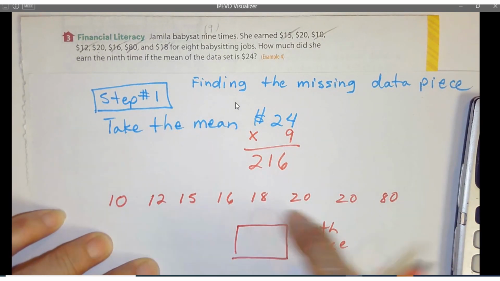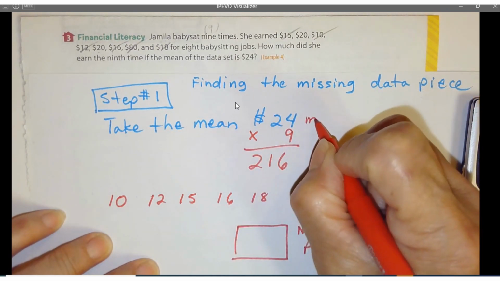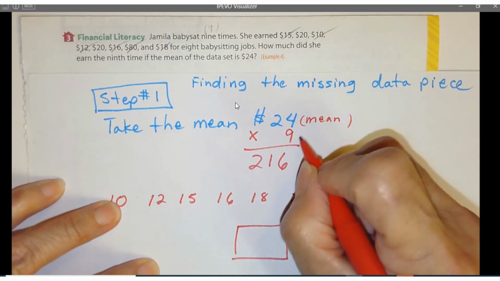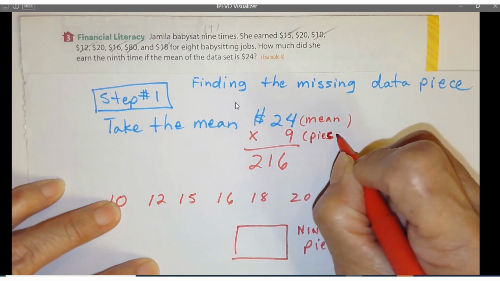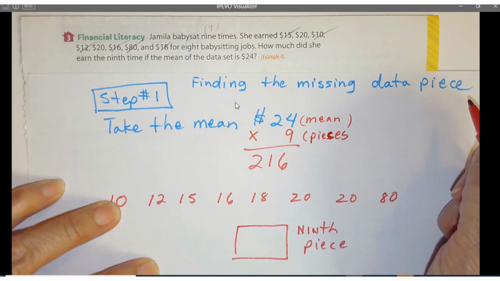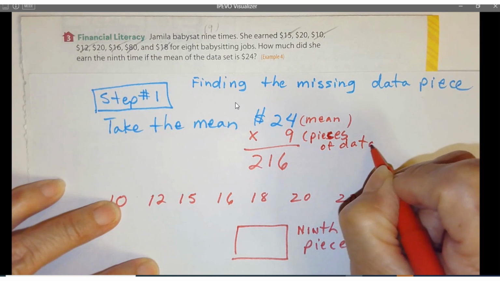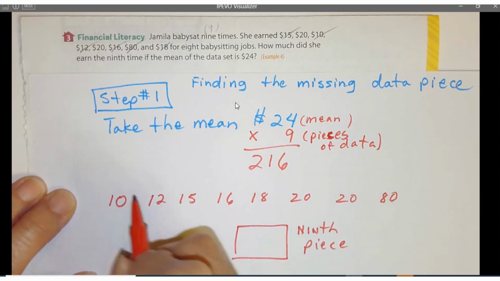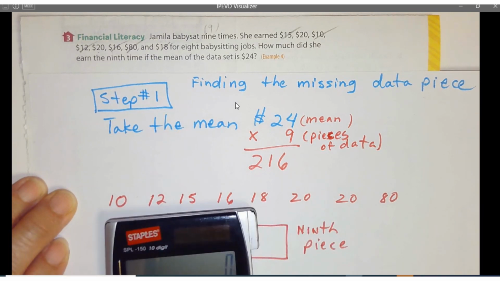So now we total all of these. So this is the mean multiplied by the number of data. Oops, I don't know if I spelled that correctly. Pieces of data. There we go. Okay. We want to make sure, let's total all of these, okay? I'm going to put a total. We don't know what this 9th piece is yet.